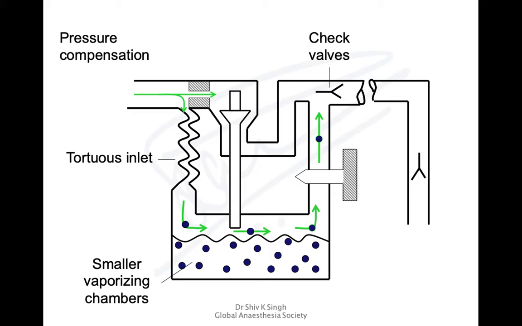Back pressure effect can actually cause an increase in the output. When you increase the back pressure, the gases are compressed within the vaporizing chamber. So in the next breath, there'll be more anesthetic agent delivered. So this has to be prevented. So these are some of the methods for pressure compensation.